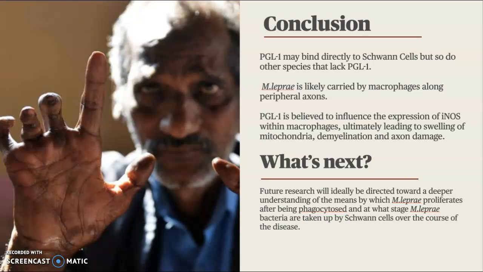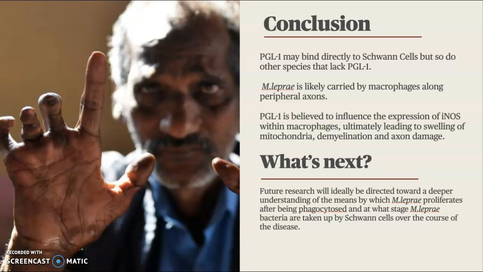And lastly, PGL-1 is believed to influence the expression of iNOS within macrophages, which leads to the swelling of mitochondria, the demyelination, and the axon damage. And this is very important to understanding the mechanics of how M. leprae actually causes damage and disease in human beings.